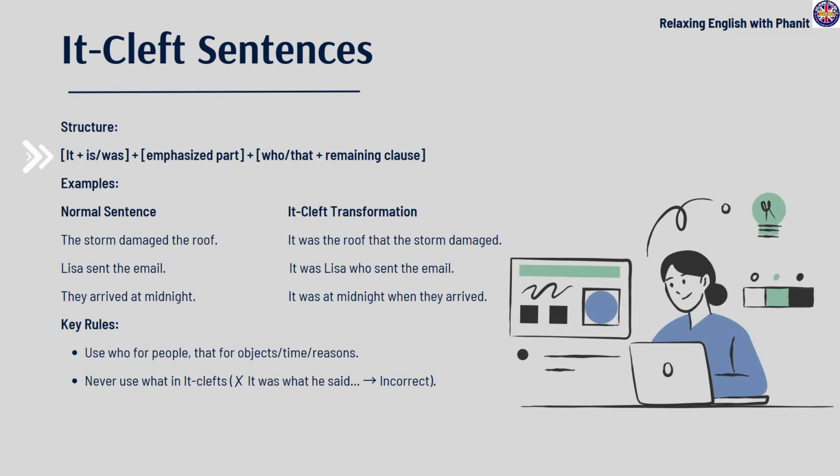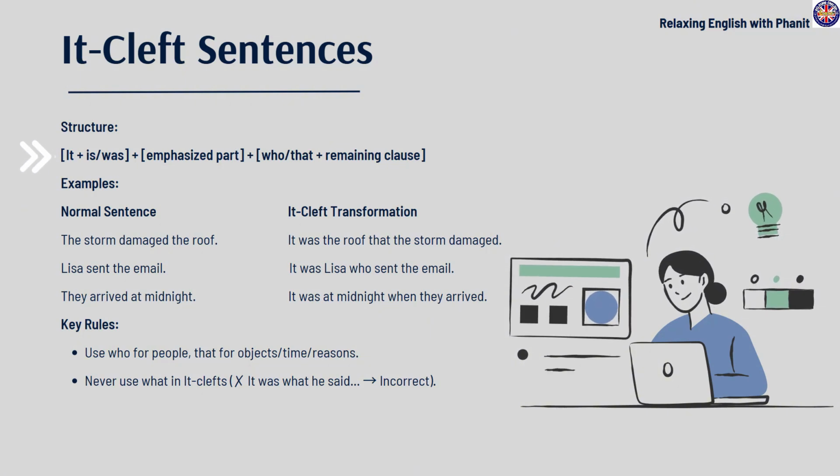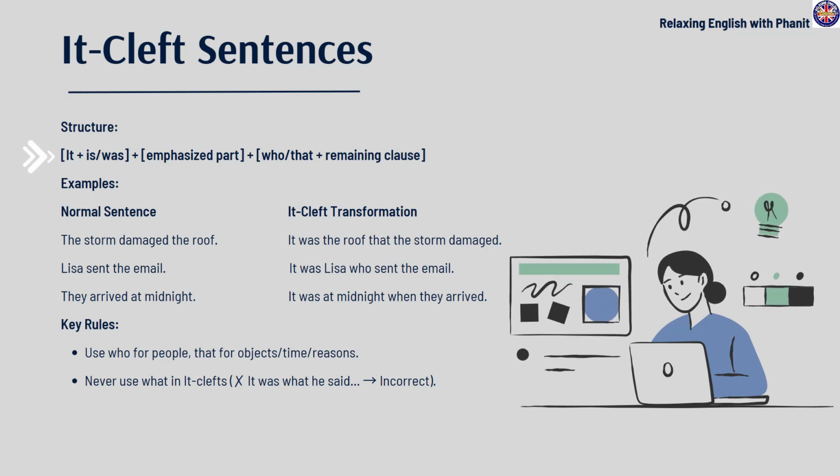Simple, right? IT-clefts are the most common. Structure: it plus is or was, plus emphasis, plus who or that plus clause. Take "the storm damaged the roof." To stress the roof, say, "it was the roof that the storm damaged." For people, use who. "Lisa sent the email." "It was Lisa who sent the email."